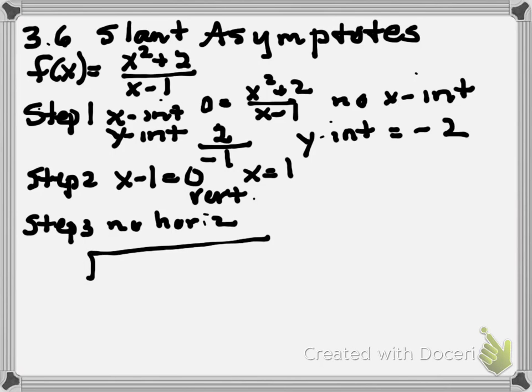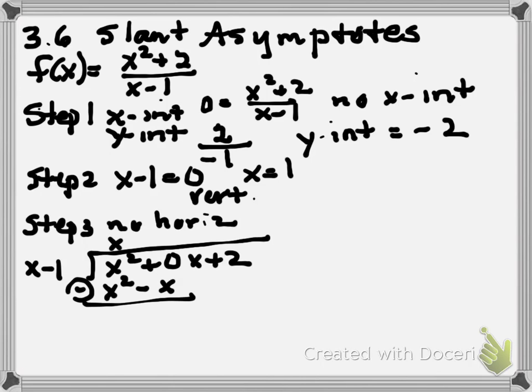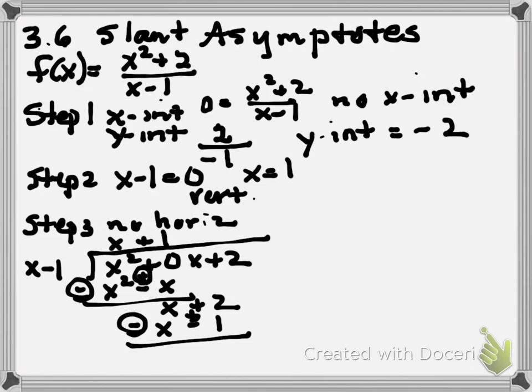And we do long division. We have x minus 1 for a divisor, x squared plus 0x plus 2 is the dividend. X goes into x squared x times. x times x is x squared, x times negative 1 is negative x. Change the signs of the second polynomial. X goes into x one time. 1 times x is x, 1 times negative 1 is negative 1. Change the signs of the second polynomial, and we get 3.